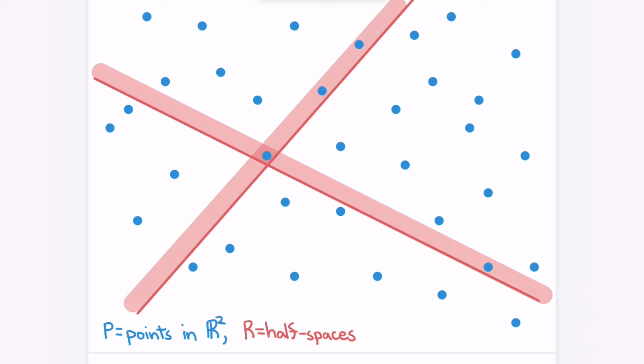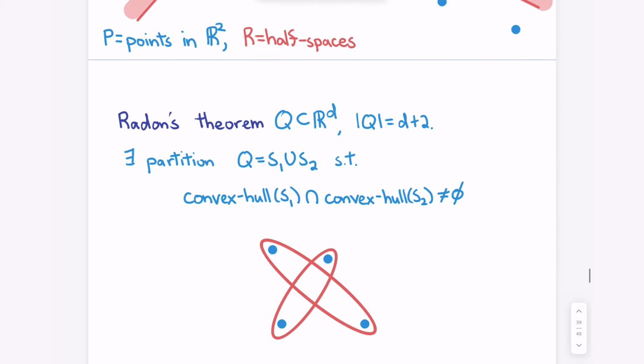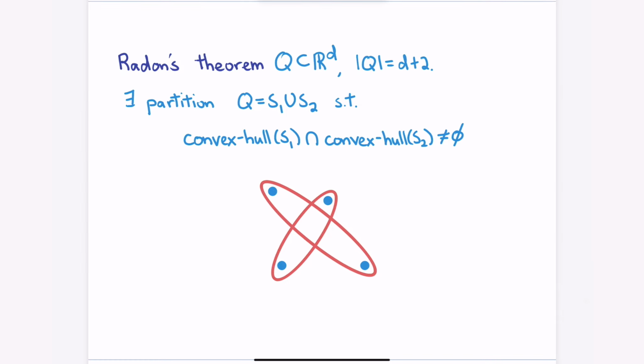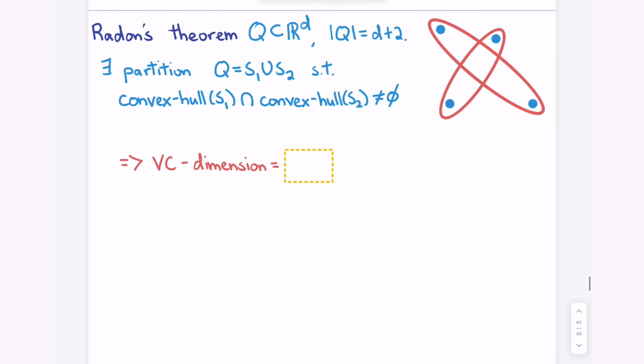For half spaces, yeah, I guess we don't know what the right definition is. But in D dimensions, it'll be size of Q. So it's a dimension plus 2, and that's coming from something called Radon's theorem. Or no, what am I saying? Sorry. Given Radon's theorem, that if you have 4 points, for any 4 points, you can always partition it so that the convex hull of 2 different sets are non-empty. That's how you prove that.